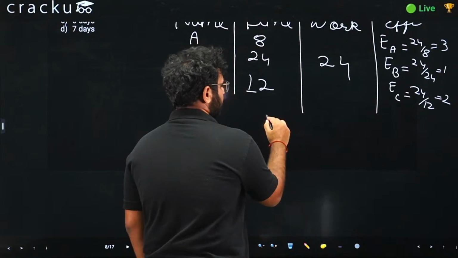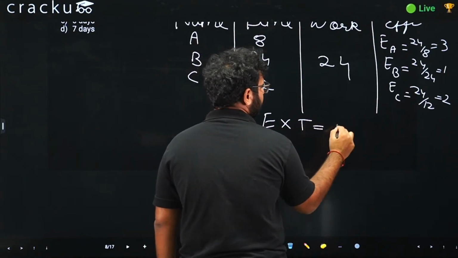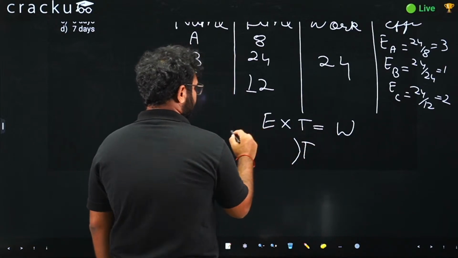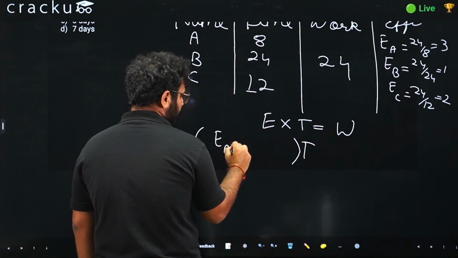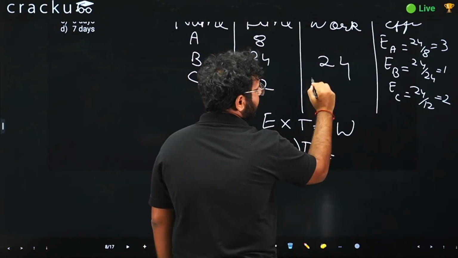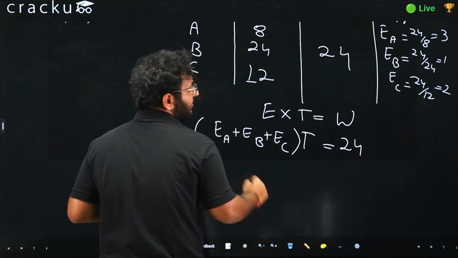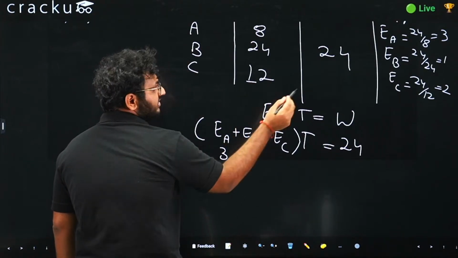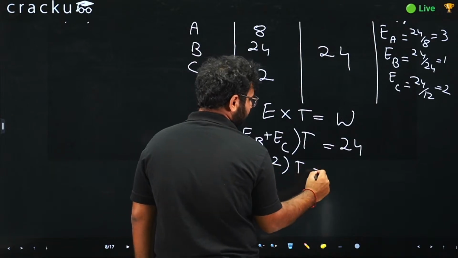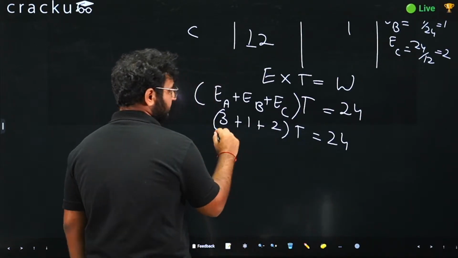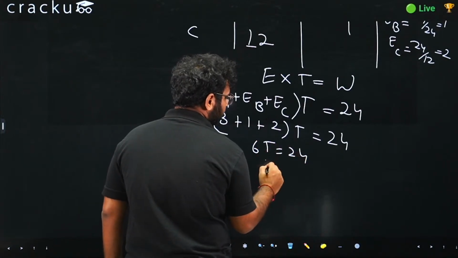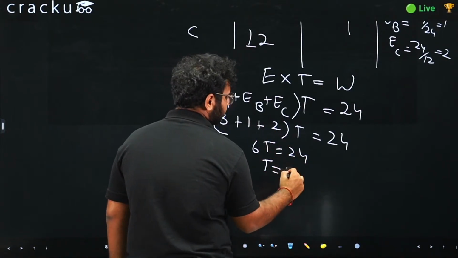Now we know efficiency into time is equal to total work. Let time be T only. Efficiency of A, as everyone is working together, plus EB plus EC is equal to work. Work is what? 24. So efficiency of A is 3, efficiency of B is 1, efficiency of C is 2, into time is equal to 24. So this is 3 plus 1 is 4, 4 plus 2, 6. So 6T is equal to 24. So time is equal to 24 by 6, which is 4 days.